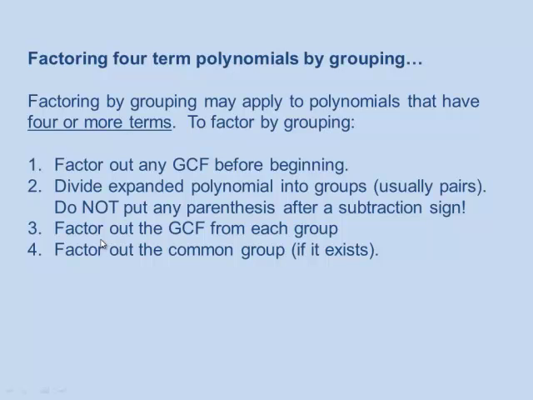And factoring four-term polynomials is a grouping method as well, which we just reviewed a little bit doing the more difficult trinomials. When you're factoring by grouping, you want to look for polynomials that have 4 or more terms. To factor by grouping, you always factor out any greatest common factor first, then divide the expanded polynomial into groups, which is usually in pairs, and do not put any parentheses after a subtraction sign. Factor out the greatest common factor from each group and factor out the common group if it exists.